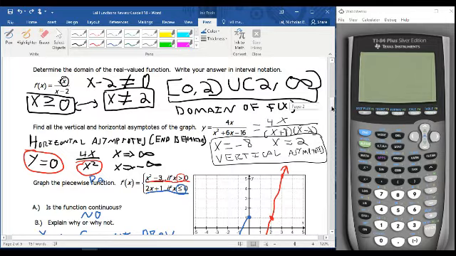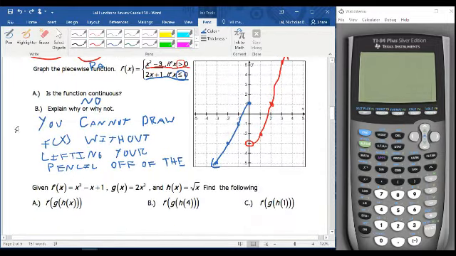Oh God. Lifting your pencil off of that was a glitch. Paper. All right. So that's the next problem.